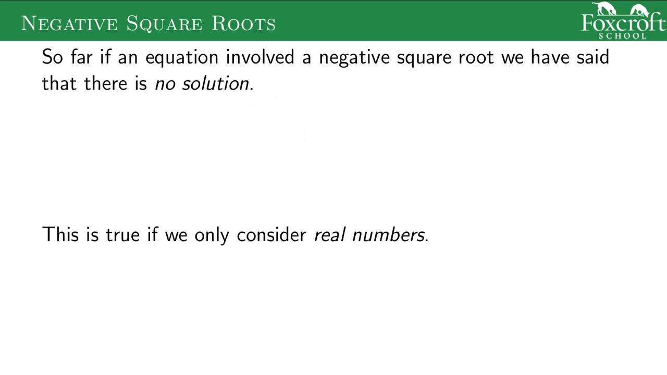All right, so far, if we had an equation that involved a negative square root, we would have said there's no solution. So if we had the equation x squared equals -1, we would try to take the square root of both sides, and we'll get x equals plus or minus the square root of -1. But that square root of -1 doesn't make sense. So we would just say that's not possible and there's no solution. And that's true that there's no solution when we're talking about real numbers.